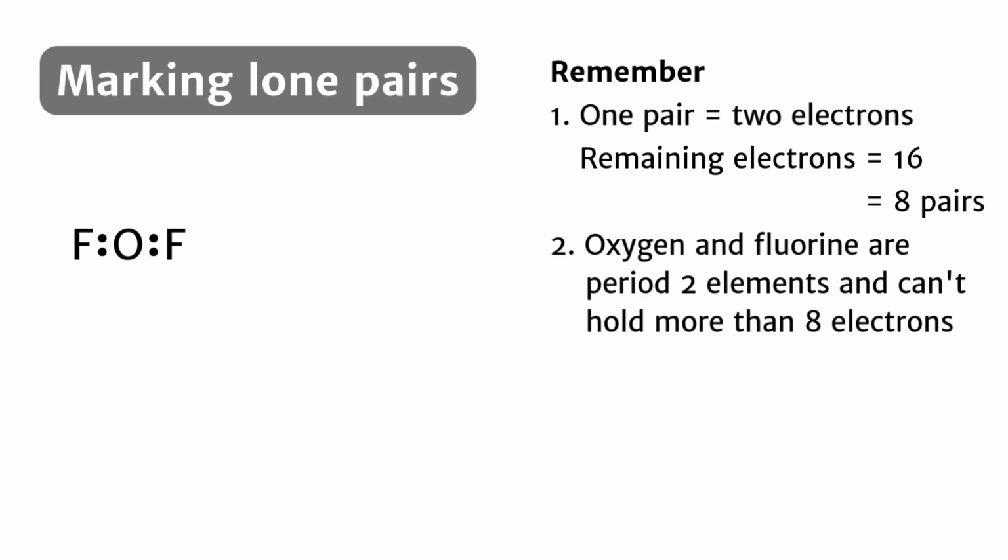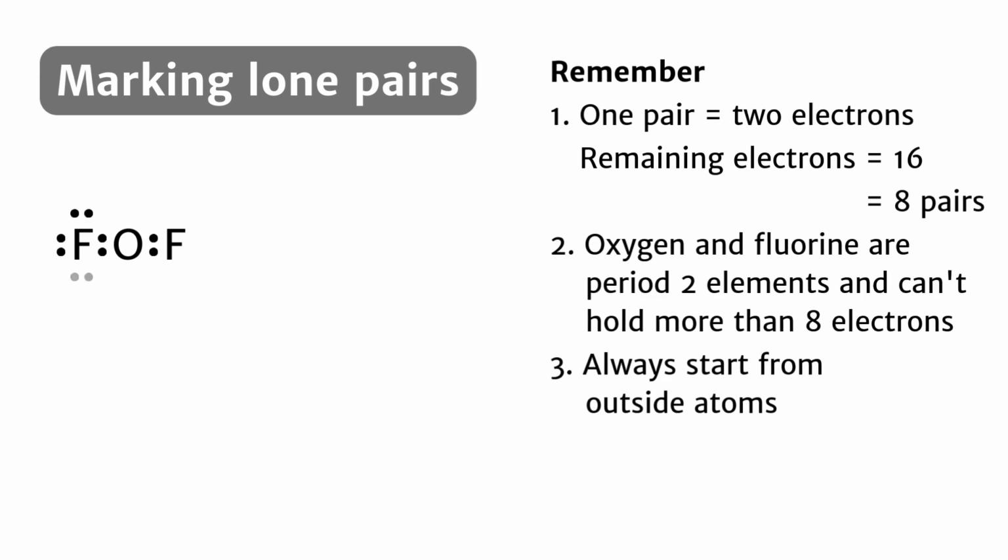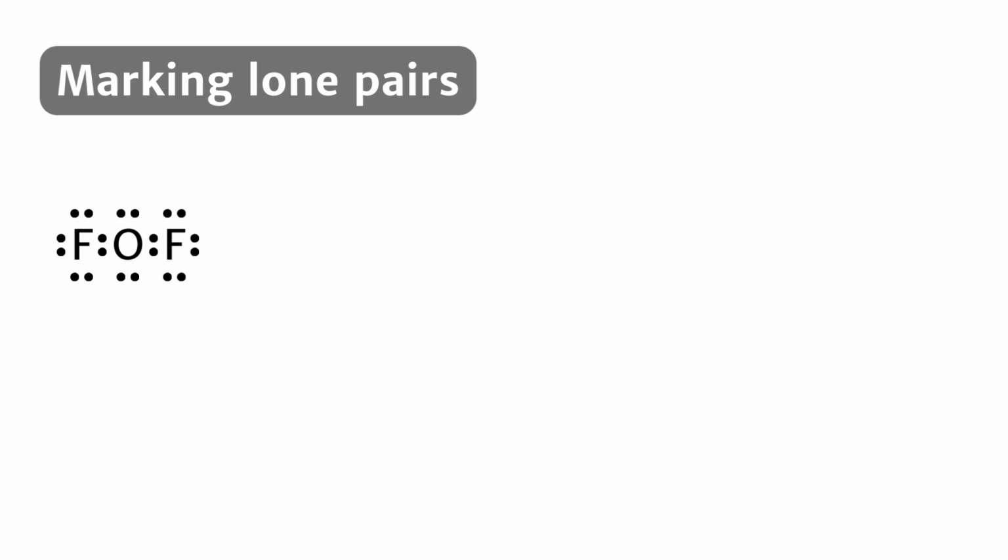Additionally, when marking lone pairs, always start with the outer atoms before marking the central atom. In the OF2 Lewis structure, each fluorine atom is assigned 3 lone pairs, while the oxygen atom receives the remaining 2 lone pairs. The current structure of OF2 shows that each outer fluorine atom, as well as the central oxygen atom, forms a complete octet, satisfying the octet rule.